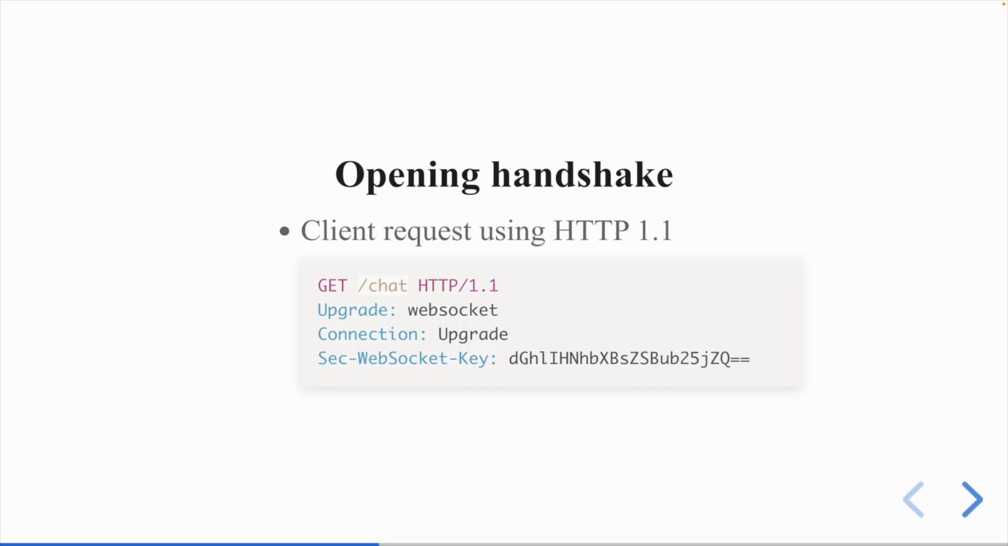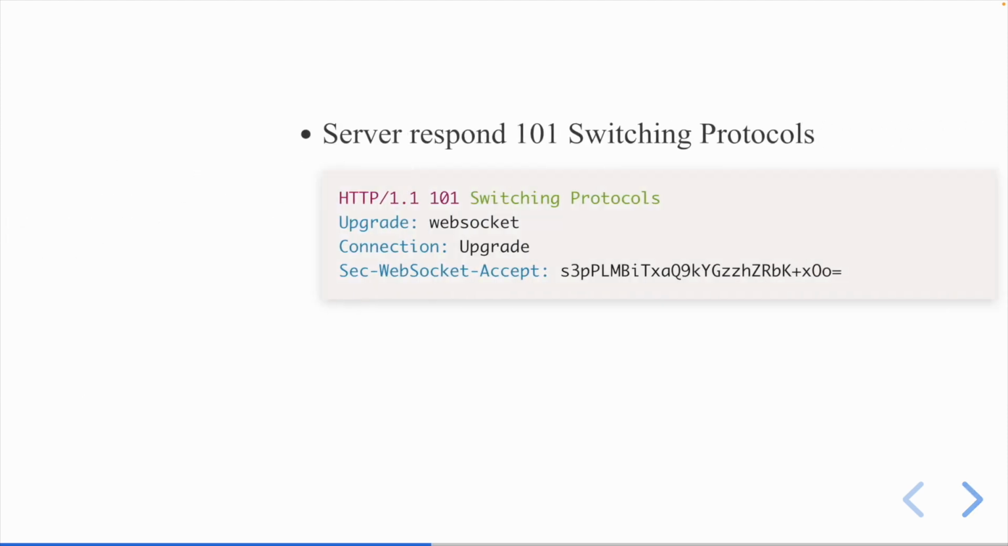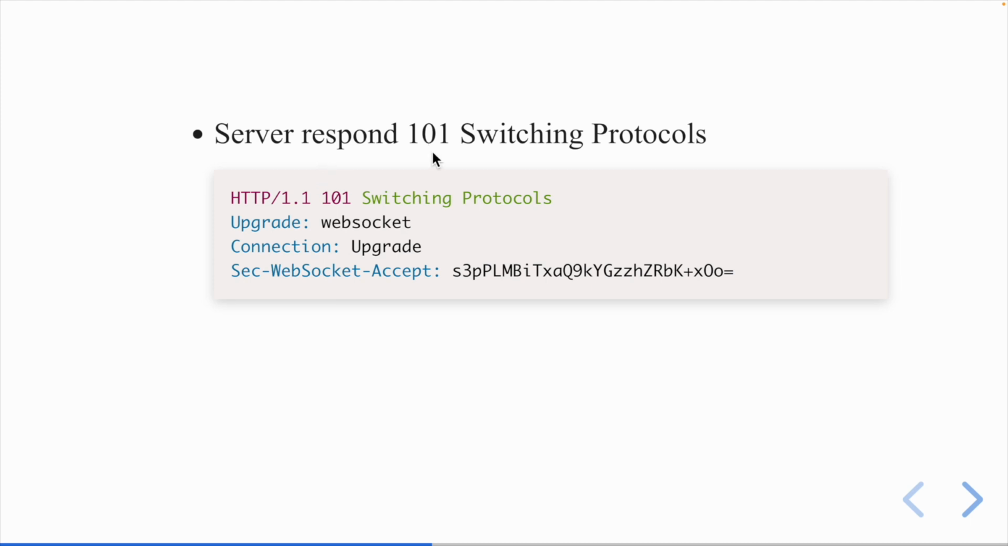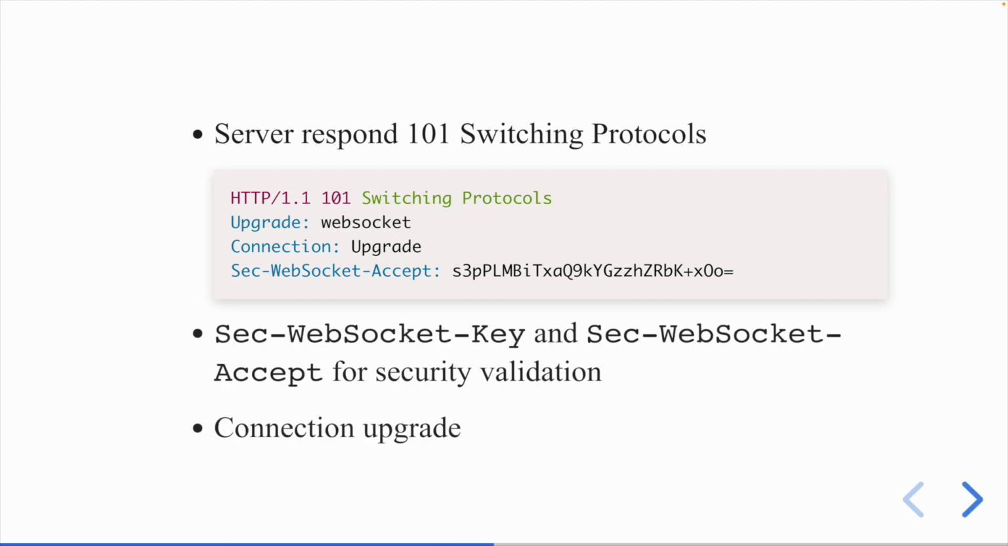The opening handshake consists of the client sending a normal HTTP 1.1 request, shown here. Notice that WebSockets are just like HTTP, so they use URIs as well. The client needs to specify Upgrade and Connection: Upgrade to let the server know that it wants a WebSocket connection. The server should respond 101 Switching Protocols, and then the connection is upgraded. These 2 keys are for security validation.